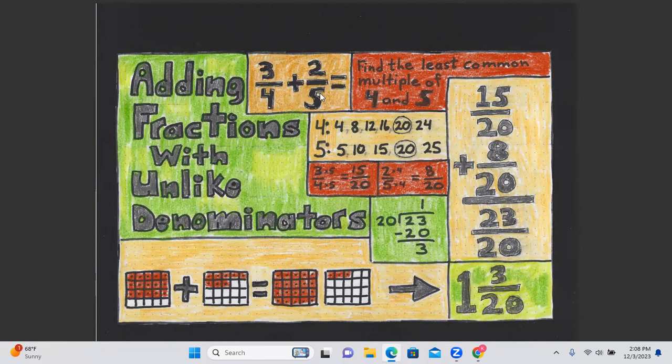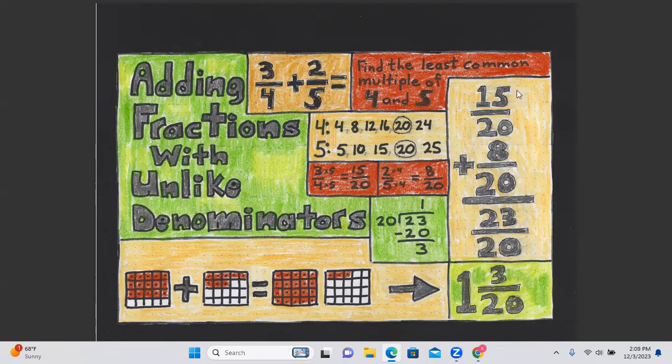Now let's work on 2/5. As you can see right here, 5 times 4 will give us 20. Whatever we do to the denominator, we will do to the numerator. 2 times 4 will give us 8. So 8/20 will replace 2/5, and here it is right here.